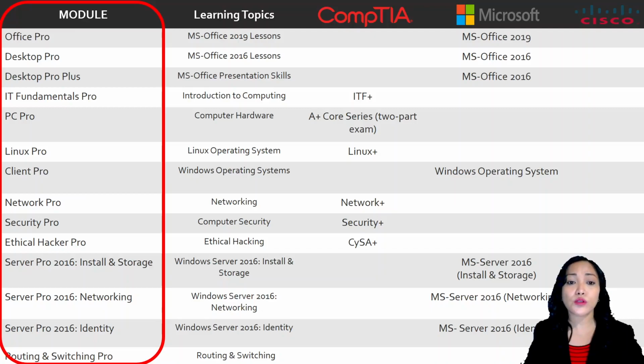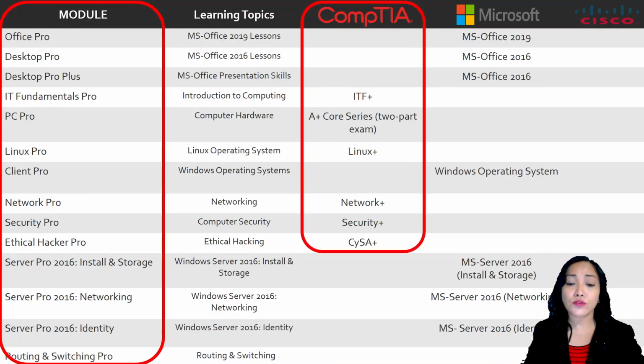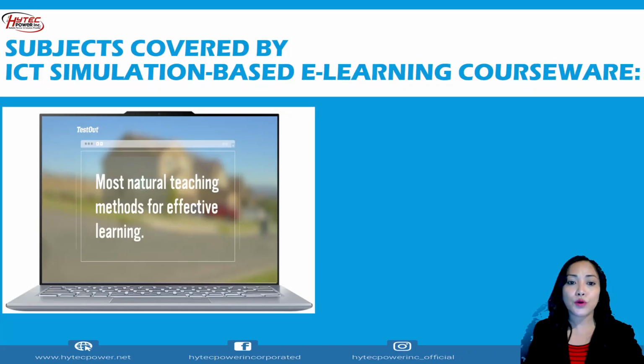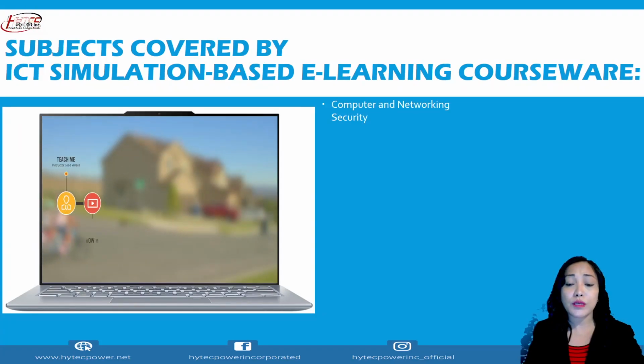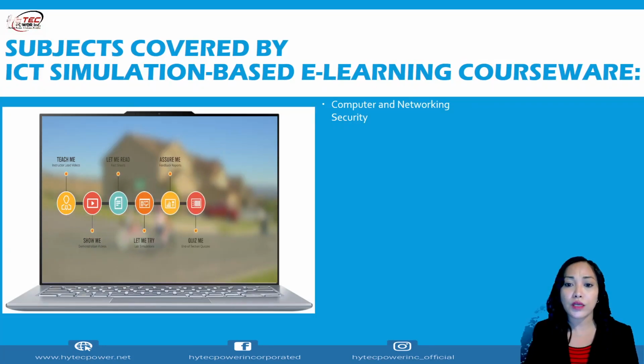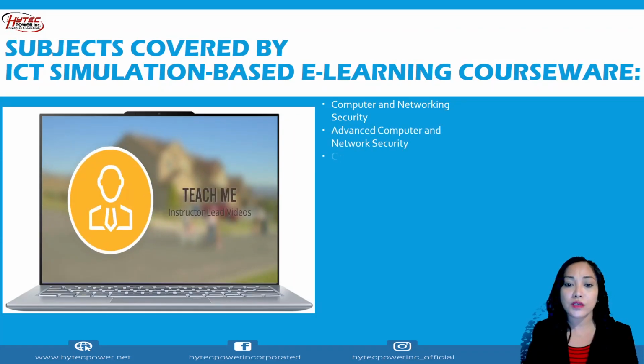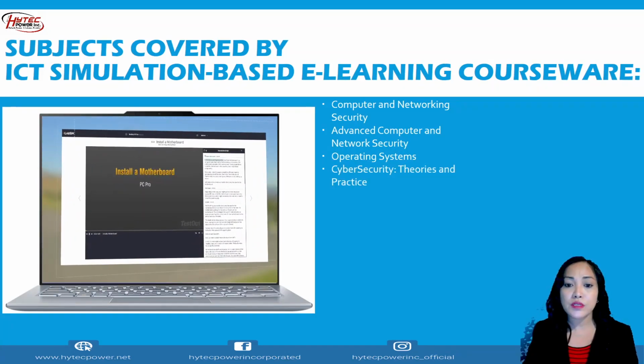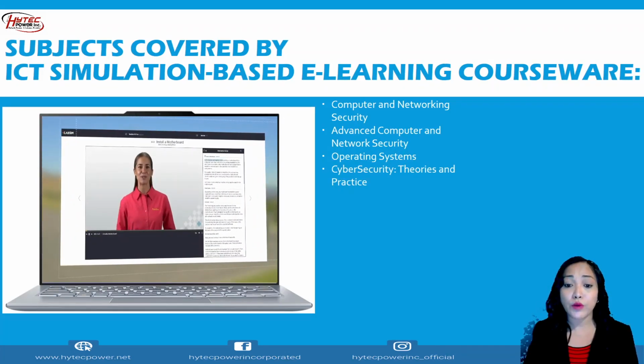This connects to all the learning topics listed on your screen with each of the modules listed, and then connecting to the certification. As you've seen here, you have CompTIA, Microsoft, and then Cisco. So with this, these are the subjects covered by this simulation-based e-learning courseware: computer and networking security, and also advanced computer and network security, operating systems, cybersecurity, theories and practices.